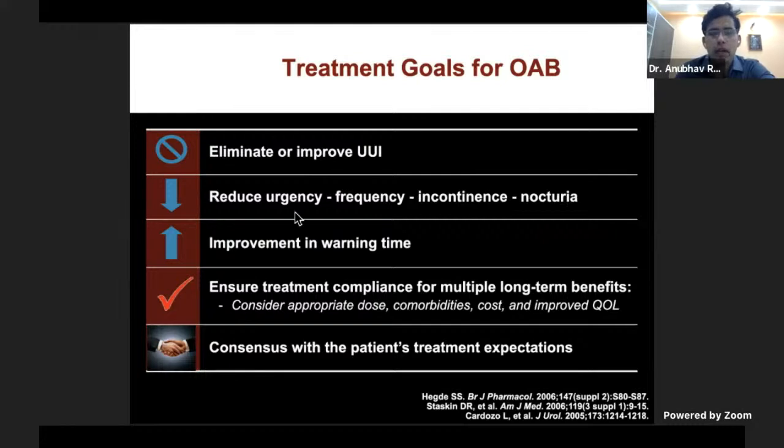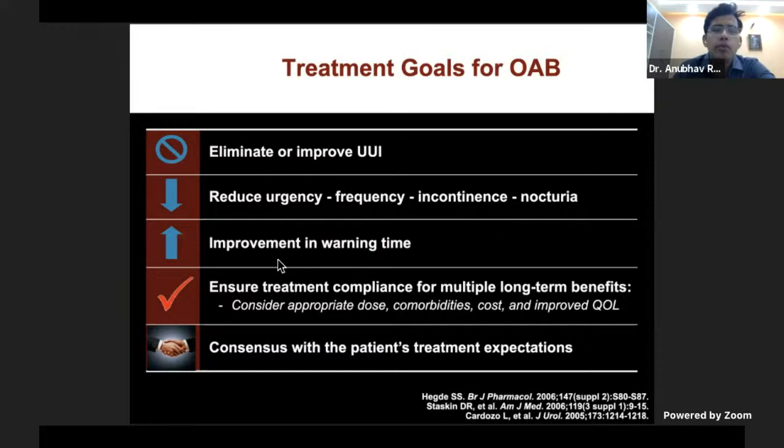Treatment goals are fairly simple and they need to be defined so that your patient can basically get the maximum benefit from the therapy. So first is to eliminate or improve urgency urinary incontinence. Most basically debilitating factor for the patient is incontinence. So that is the most important thing which needs to be eliminated or improved. Second is you need to reduce the urgency and frequency and nocturia or incontinence.